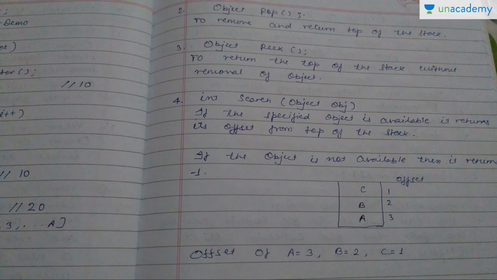What is offset? Offset is the index. If we have a stack which contains the values a, b, c, then the offset of a is 3, the offset of b is 2, and the offset of c is 1.